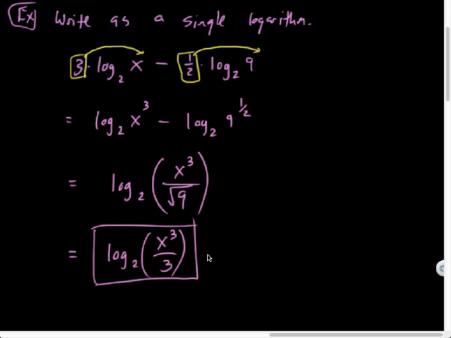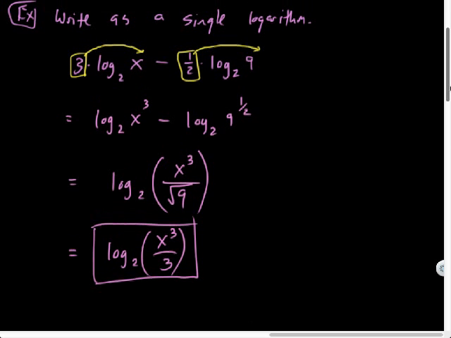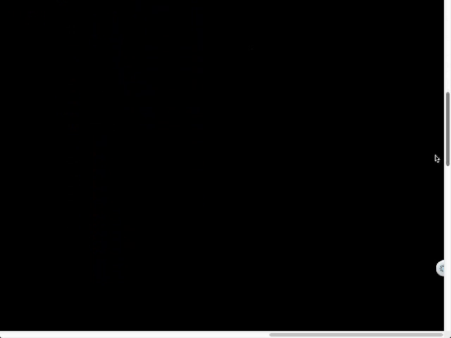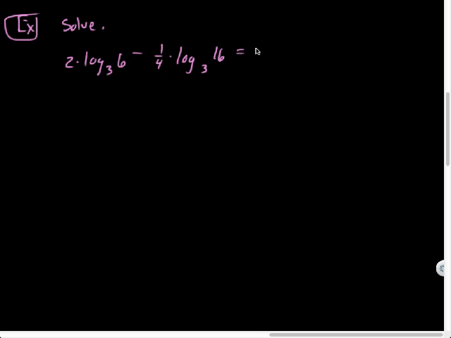And let's see, one last problem. Let's see how crazy we can get here, putting these skills to the test now that I can manipulate logarithms like crazy with all these properties I know. Let's do a solve problem. And this is going to look crazy. What if I want to solve the following? 2 times log base 3 of 6 minus 1/4 times log base 3 of 16 equals log base 3 of x.